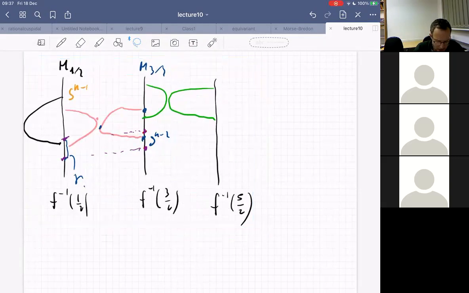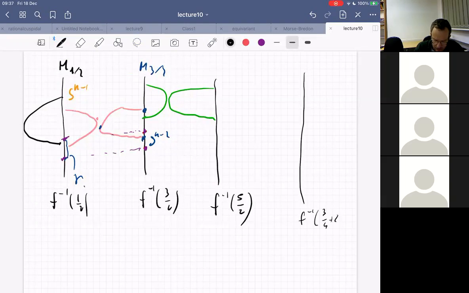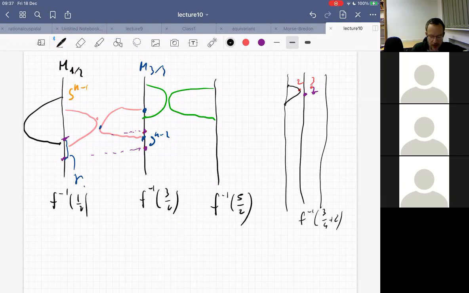Okay. So what is the situation? I have here F inverse of 3/4 plus 2. I have my critical point Z. And then, lo and behold, what is going on? I introduce a pair of critical points, index 2 and index 3 critical points. And over here, I have a stable manifold of the index 2 critical point and some trajectories and so on.